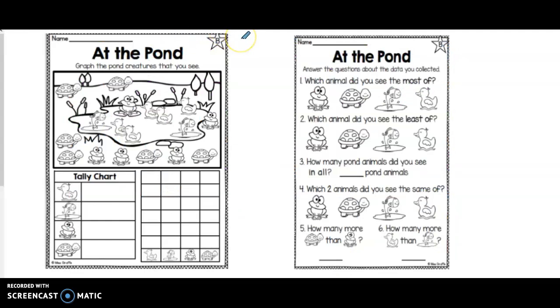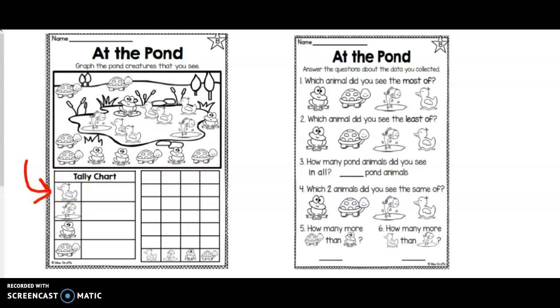Now this is something that you're familiar with seeing. It shows a picture or a scene of a pond, and it's asking you to graph the creatures that you see. Now if we look over here where it shows the tally chart, that's what we're familiar with. We're used to taking the information off of the picture or the scene and then moving it into the tallies. For the tally chart, we're going to do that part today, plus we're going to then turn it into a bar graph.